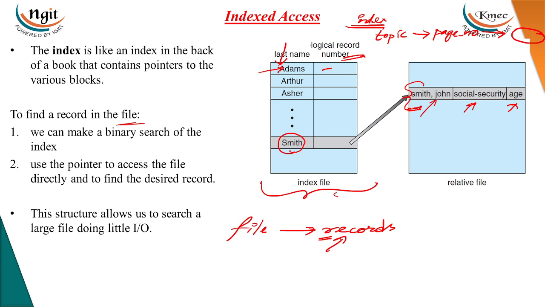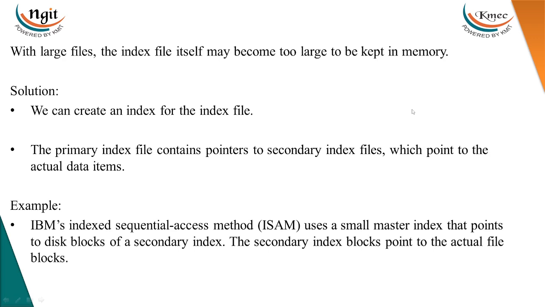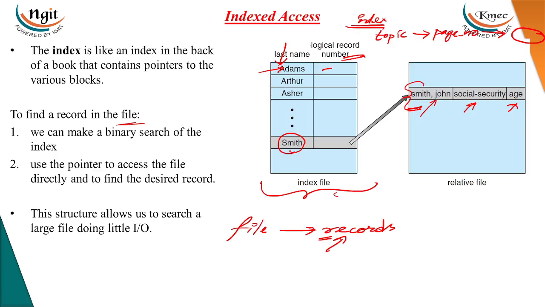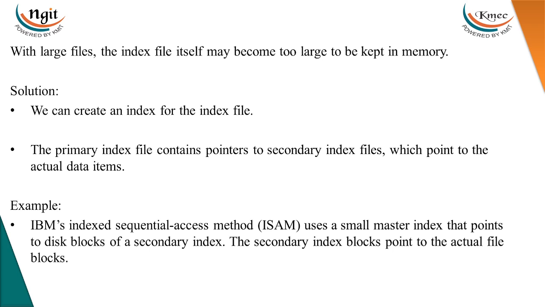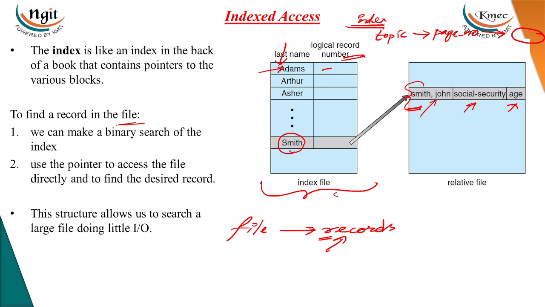For search purposes, we use binary search. Binary search will take less time as compared to linear search or sequential access. So to read a file or write into the file, we use binary search to locate the record. Through the pointer, we go to the actual location within the file where the record is present.